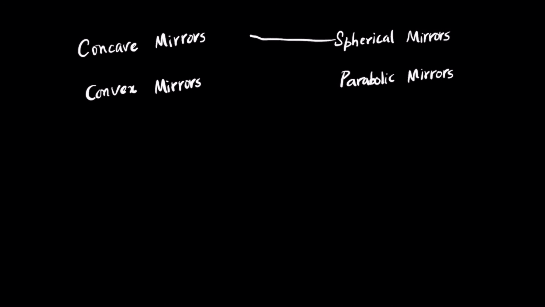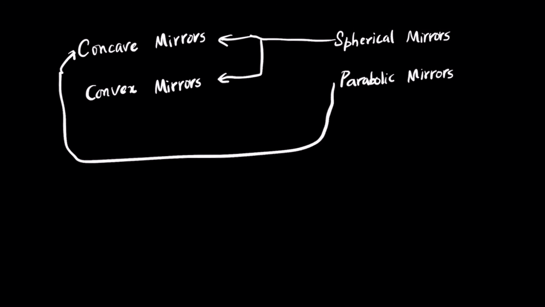Physically, in terms of their geometry, we can classify the mirrors into two types: spherical mirrors and parabolic mirrors. Which means that if you take a spherical mirror, it will have two types, a concave and a convex. The same way a parabolic mirror will also have two types, a concave and a convex. So you'll have a parabolic concave and a parabolic convex. In the same way, you'll have concave spherical and convex spherical.